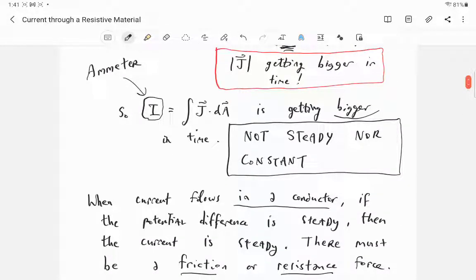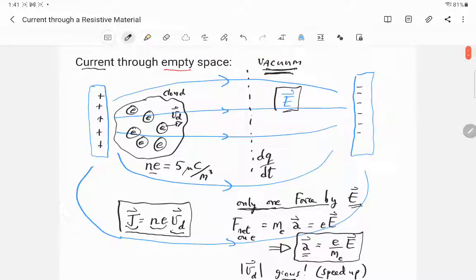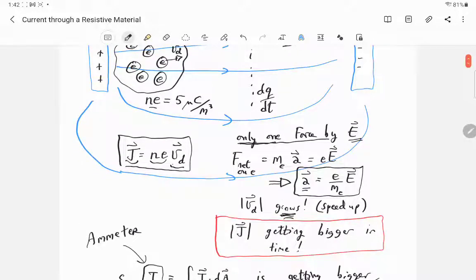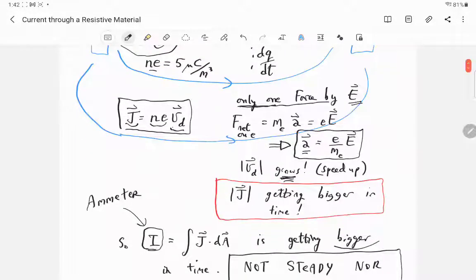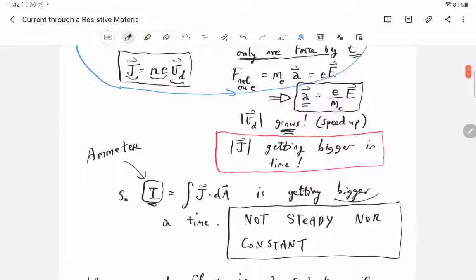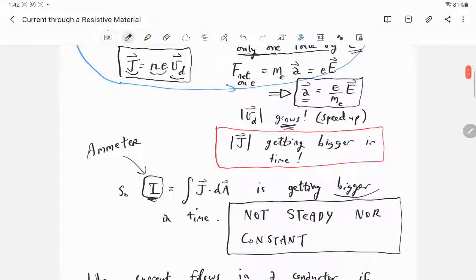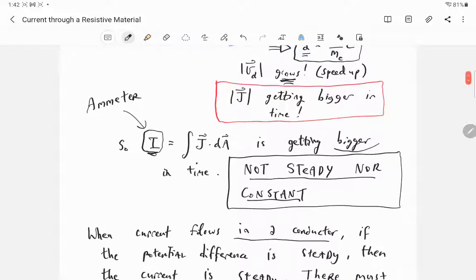Okay, but a point that I want to make is that we're going to get acceleration of all the charges, which means the current is growing and growing and growing. And what this means is that we don't get a steady current.